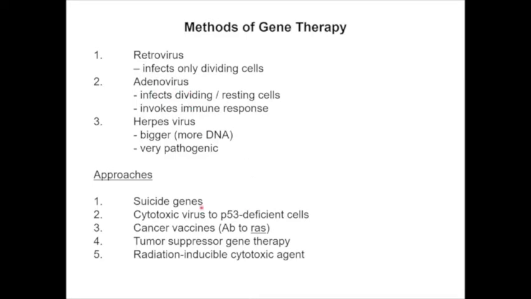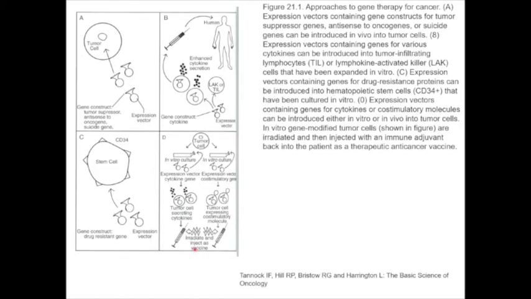The things that we've tried to do from a radiation oncology perspective are to add in suicide genes, to maybe add in a virus that would be cytotoxic for cells that are deficient in P53 or RB. There are some examples that have been done. There are cancer vaccines where we add an antibody to RAS. And again, I would say COVID fits into this kind of category. It's not cancer, but they're making antibodies against particular proteins, tumor suppressor gene therapy, and then the radiation inducible cytotoxic agent, which is one of the ones that's been on the boards.